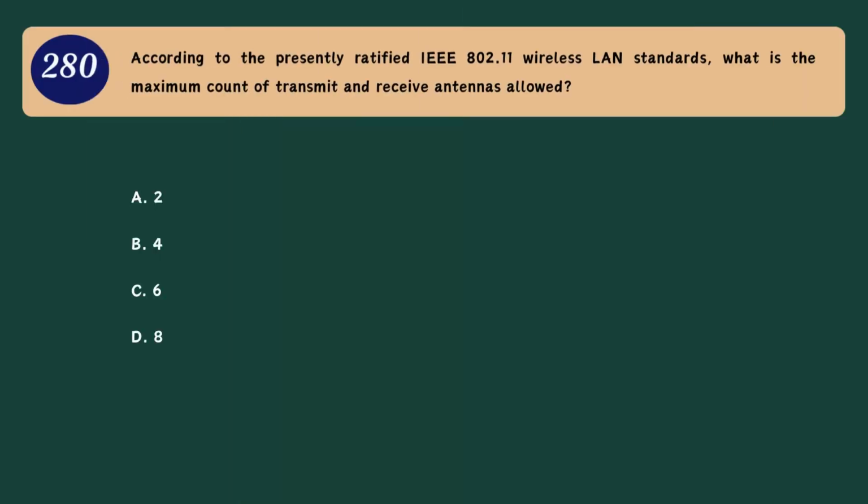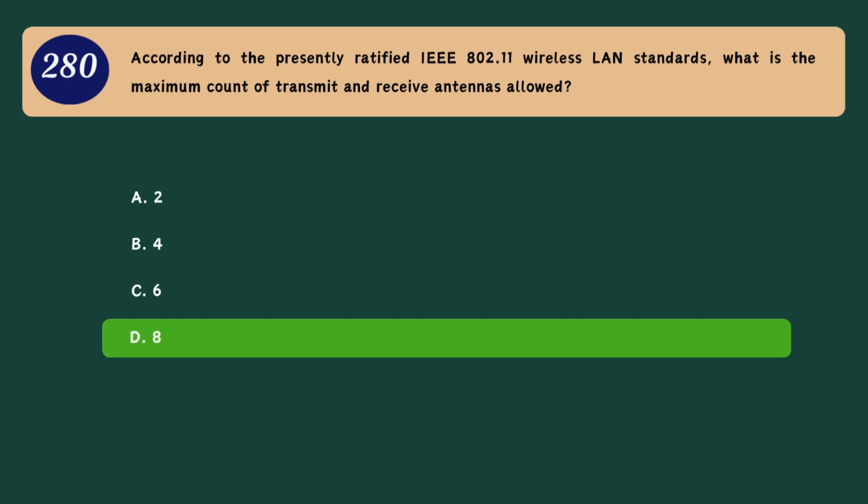Question 280. According to the presently ratified IEEE 802.11 wireless LAN standards, what is the maximum count of transmit and receive antennas allowed? A. 2, B. 4, C. 6, D. 8.